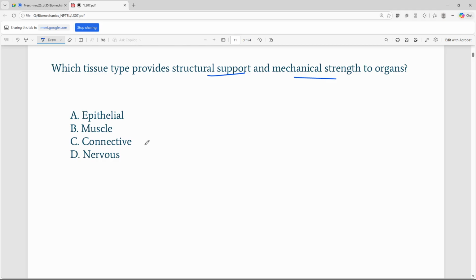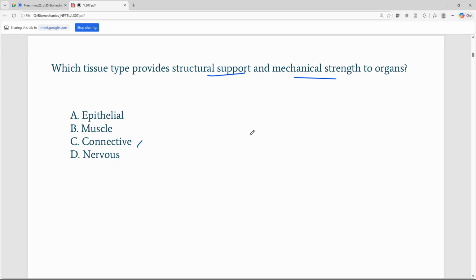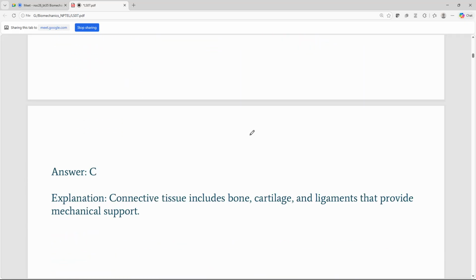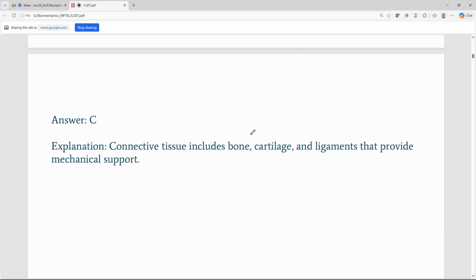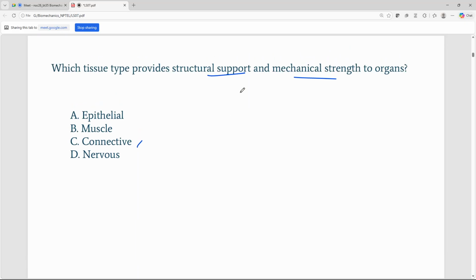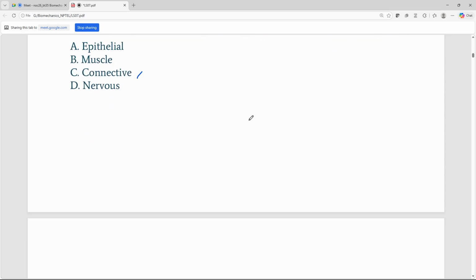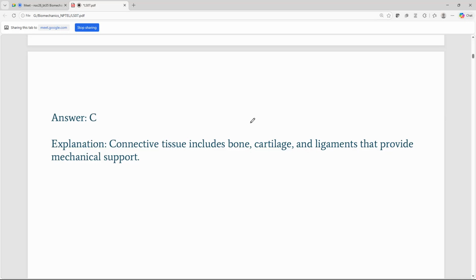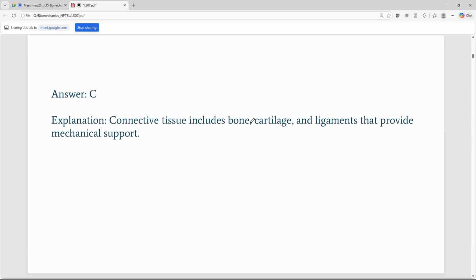Yes, answer is option C, connective tissue. The first choice that will come to your mind when hearing structural support will be bone. But bone is a specialized type of connective tissue, and along with bones, cartilage and ligaments, everything is connective tissue. These tissues provide mechanical support and structure to the body.